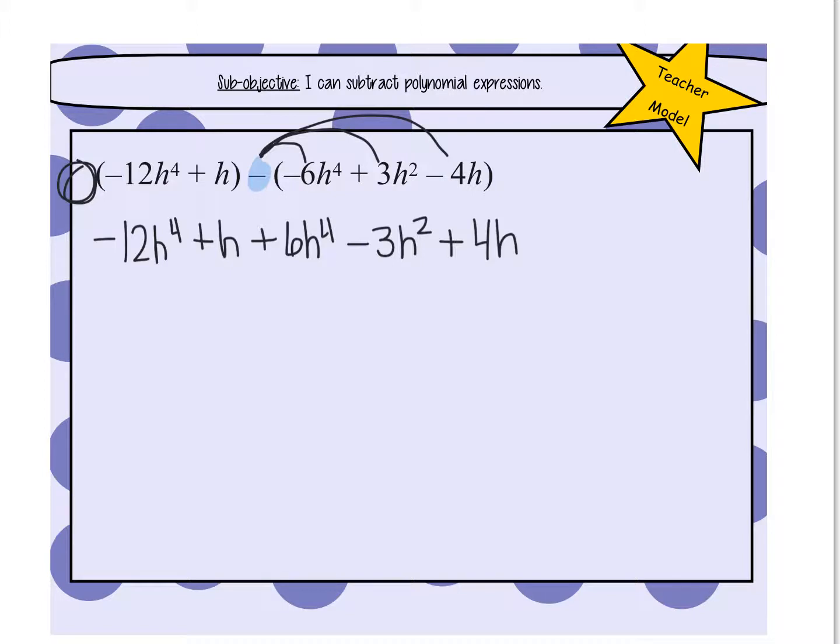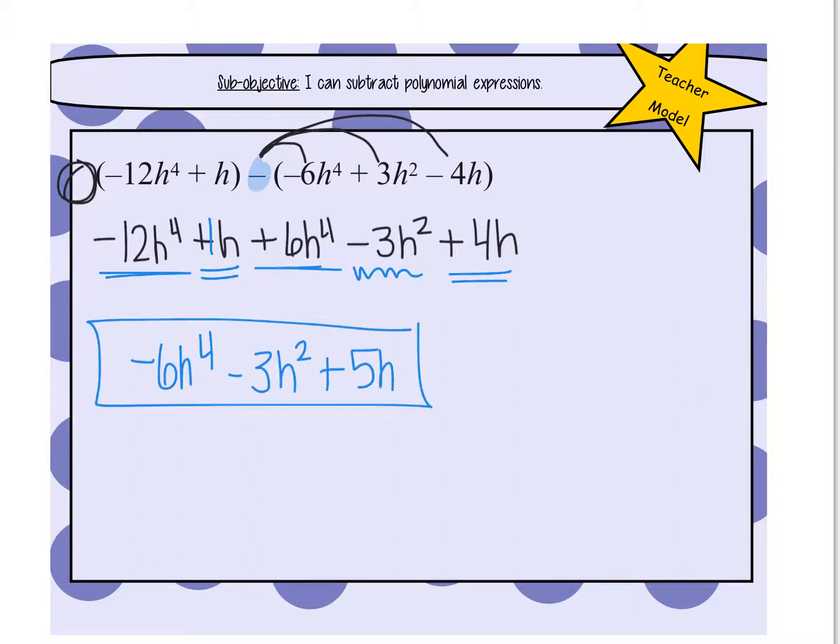So now, what are my like terms? I'm going to find my largest degree, which is h to the 4th. So negative 12h to the 4th plus 6h to the 4th is negative, not 8, negative 6h to the 4th. And then I have 1 negative 3h to the 2nd. I don't have any other h to the 2nds. I just have that 1. And then I've got a plus h and a plus 4h. So 1h plus 4h is 5h. And that's my answer.